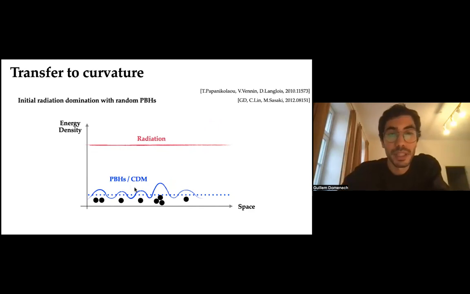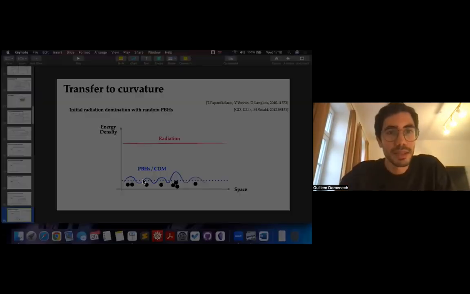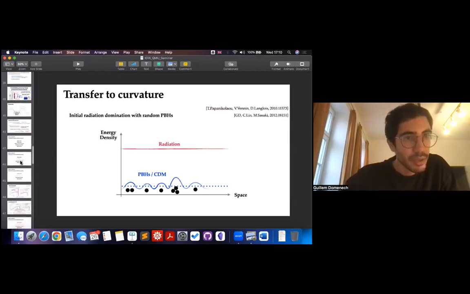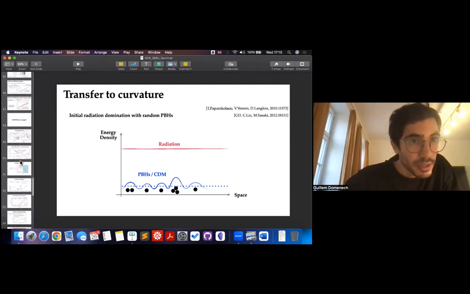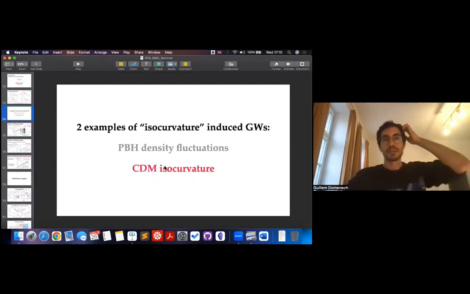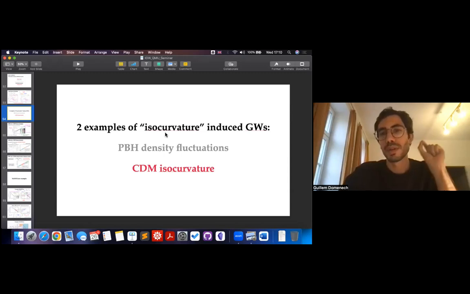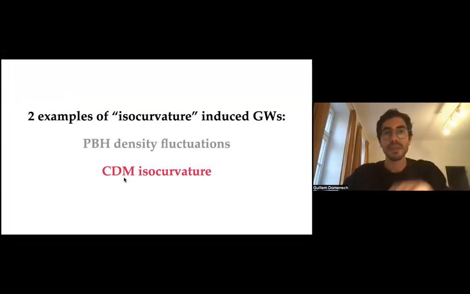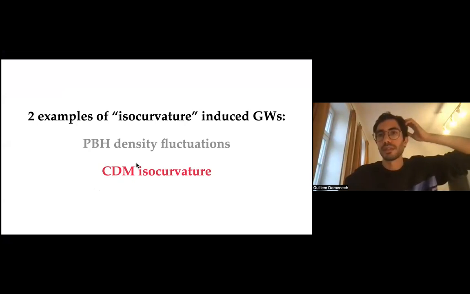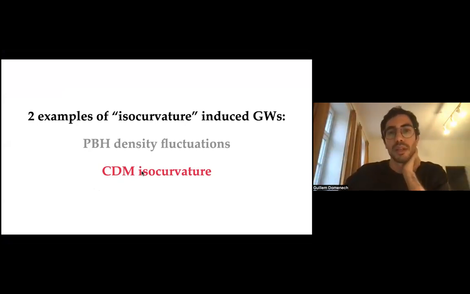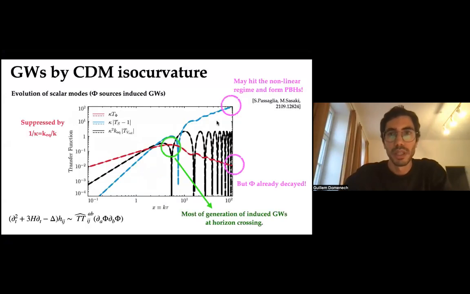The reason I was using this cold dark matter analogy is because you can actually generate gravitational waves from cold dark matter. Let me show you. Since we know that the isocurvature can generate gravitational waves, you could also consider what happens if you have cold dark matter isocurvature. We know that when dark matter dominates, it's too late and there will be no relevant generation of gravitational waves. But can you compensate these suppressed gravitational waves with a large amplitude? This is what we looked at in this paper.